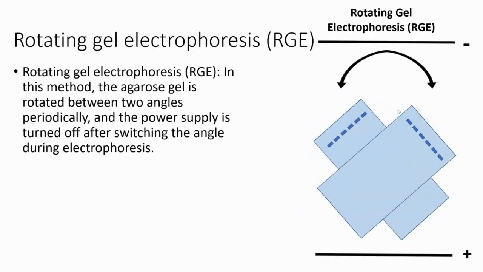And rotating gel electrophoresis, RGE. So basically, instead of providing the electric field at different angles, they rotate the gel, okay, between the two angles periodically. So you can separate DNA between 50 kilobases to 6 megabases.